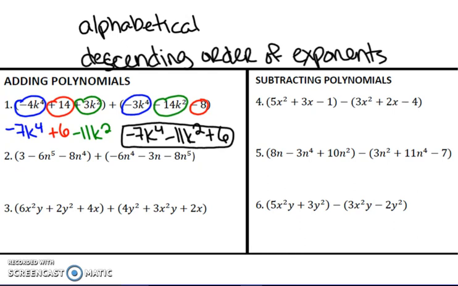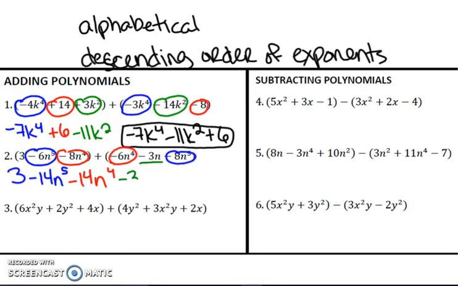If we look at example 2, well, if I look at my 3, I don't have any other constant, so I'm just going to bring that 3 down. Now, if I have -6 n to the 5th power, and I have -8 n to the 5th power, which gives me -14 n to the 5th power. Then I have my -8 n to the 4th, and I have -6 n to the 4th, which gives me -14 n to the 4th. Now, I'm done with my first set of parentheses, but I have this -3n. Since I can't combine it, I'm just going to bring it down.